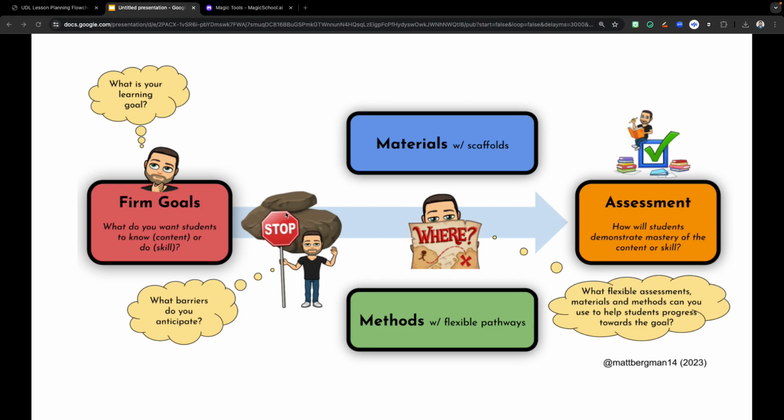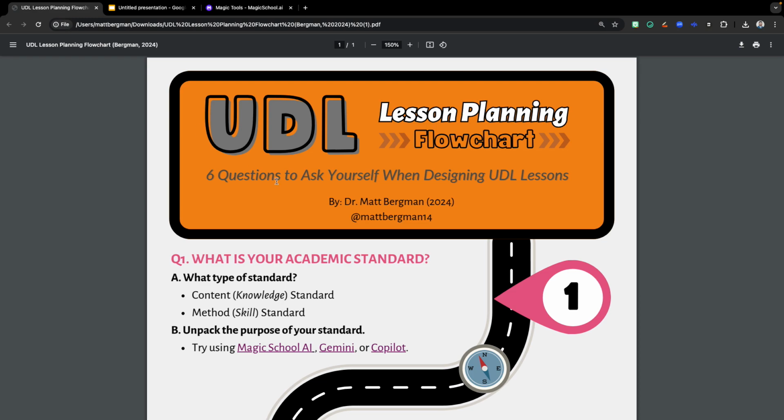There's generally three different types of barriers that we have to plan for when we're designing lessons. That is how things are represented, how students engage, and how students demonstrate their understanding, or action and expression. Those correspond with the three principles of UDL. So when we're starting to plan our lesson, we can start looking for methods, materials, and assessments that are flexible and actually meet the goals that we're talking about. So how does this actually work? I put together a flowchart, and this flowchart asks you 6 questions to ask yourself when designing a UDL lesson.